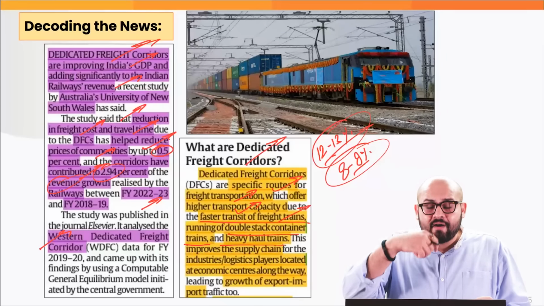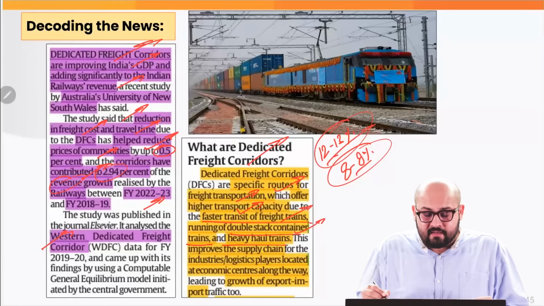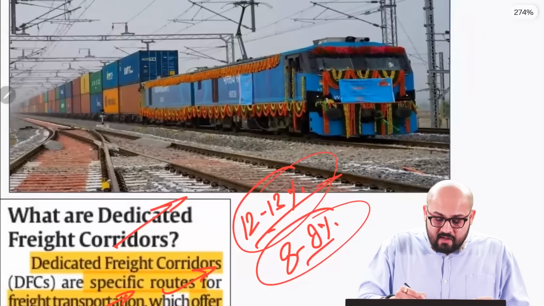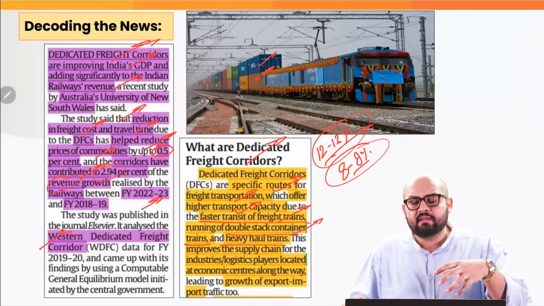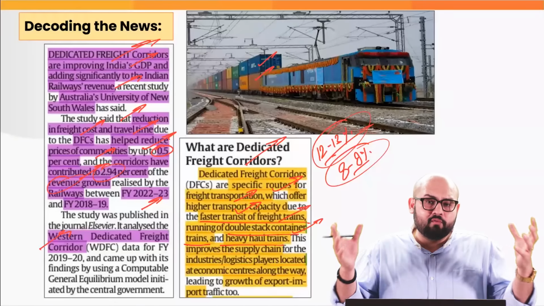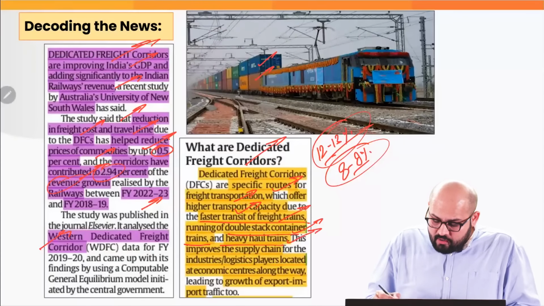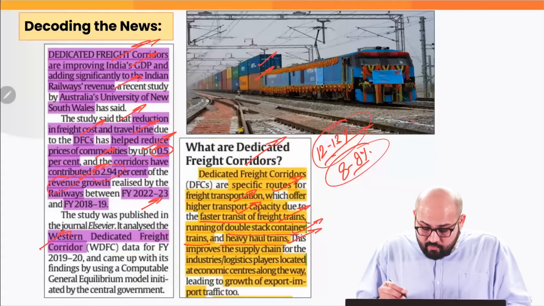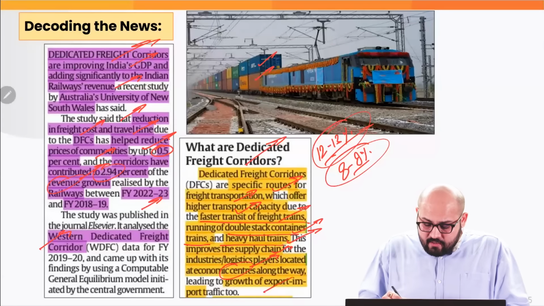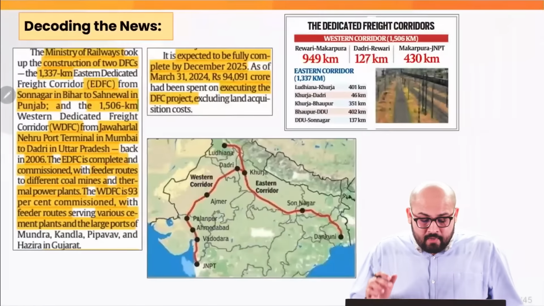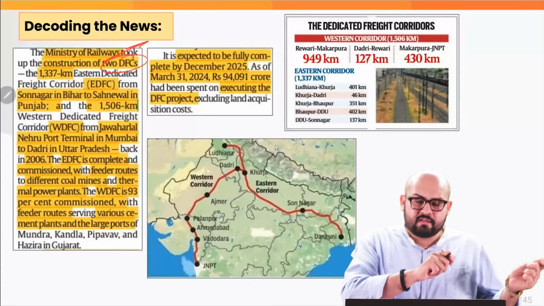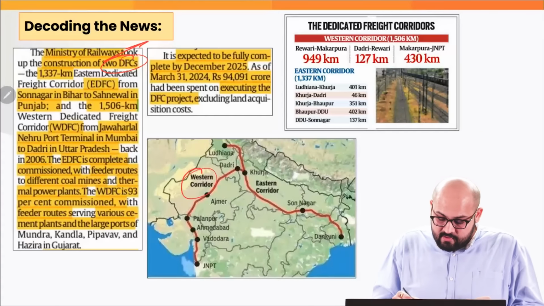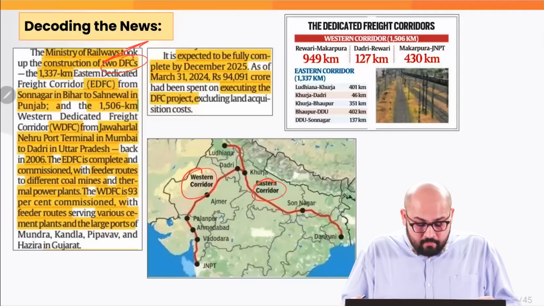So what does it lead to? Faster transit. Double stack container. You can just see in this image that we have double stack. This leads to more efficient loading, and that can lead to more effectiveness in the overall transportation. And heavy haul trains. This improves the overall supply chain, industries, and logistics players located at economic centers along the way, and it also boosts export-import, right? The Ministry of Railways started the construction of the two DFCs, that is the Western Dedicated Freight Corridor and the Eastern Dedicated Freight Corridor.